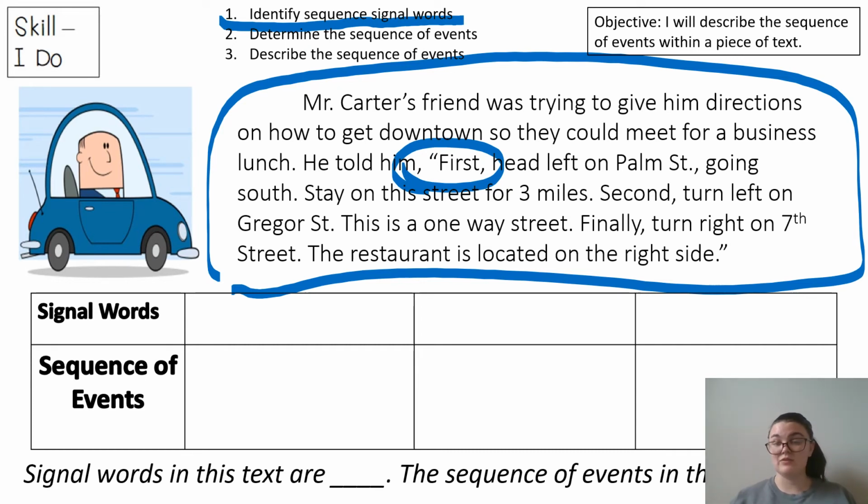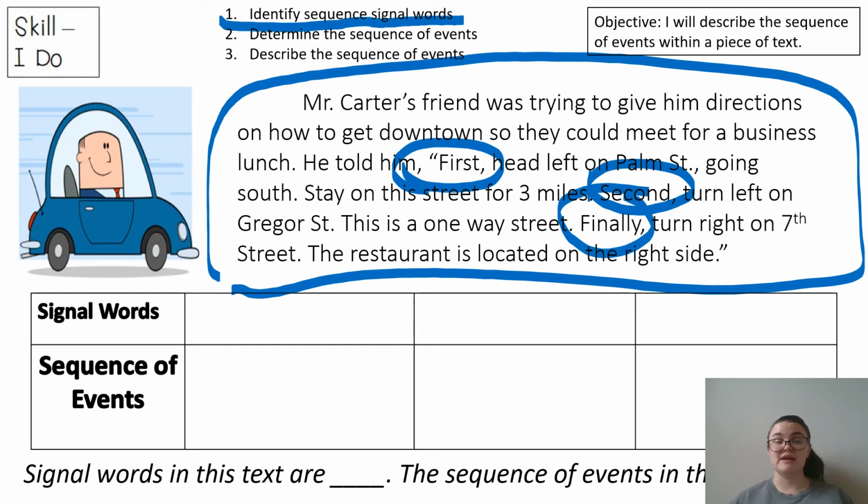The next signal word is second. Second, turn left on Gregor Street. This is a one-way street. And finally, turn right on 7th Street. The restaurant is located on the right side. These are all of our transition words.